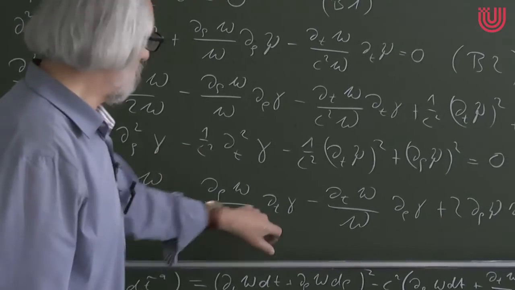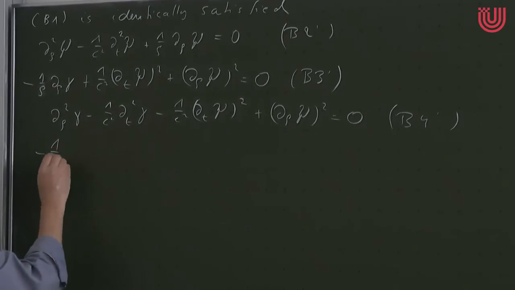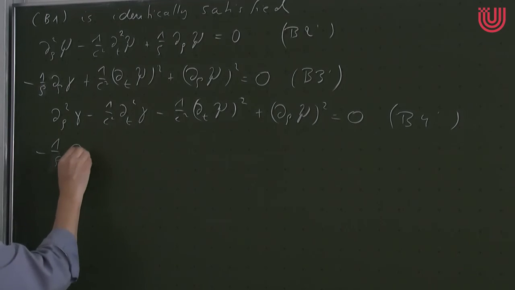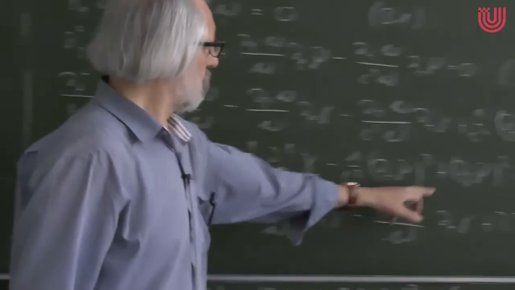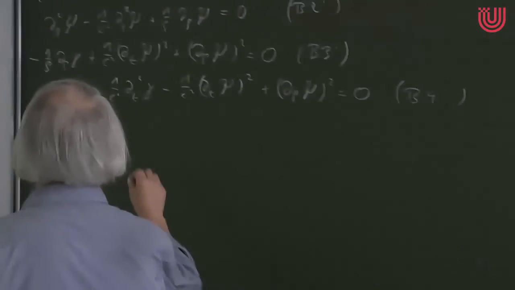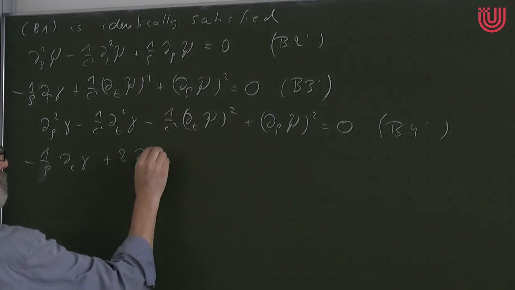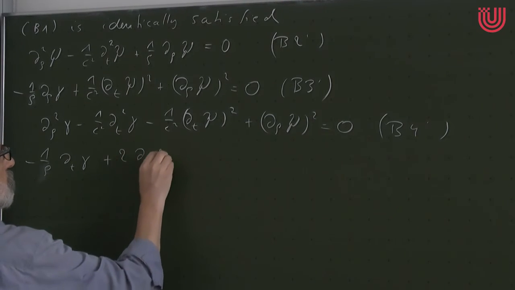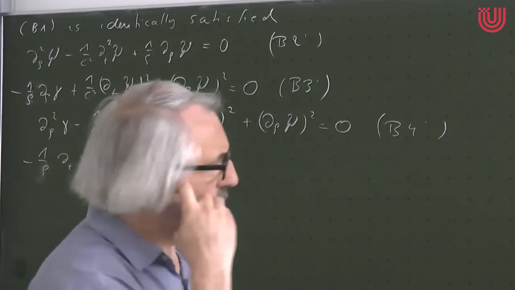This is 1 over rho dt gamma. This is 0, plus 2 rho psi dt psi. 2 d rho psi dt psi equals 0.